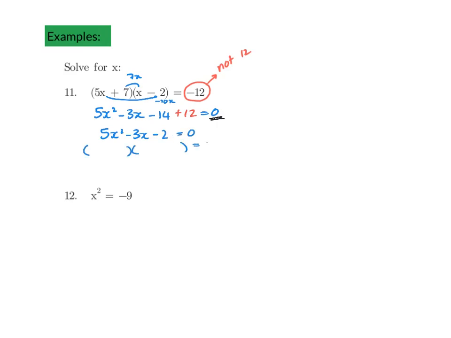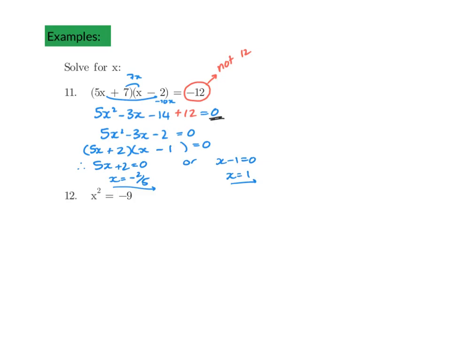And that can factorize. We'll have 5x and x. And then I'm going to need to have 5 is negative and 2 is positive. So therefore 5x plus 2 is 0, or x minus 1 is 0. x will be negative 2 over 5, or x is going to equal 1.